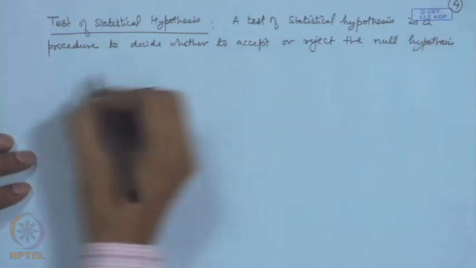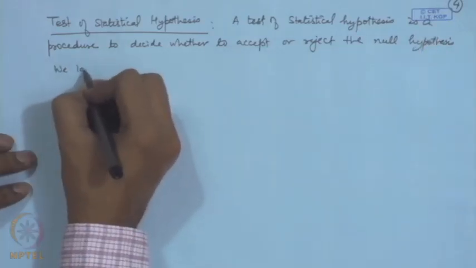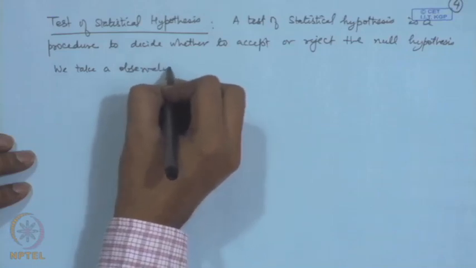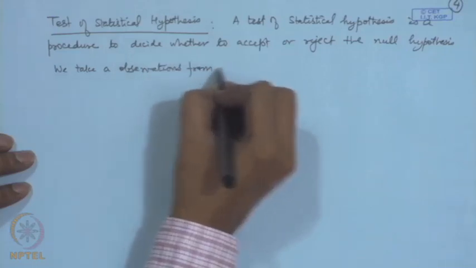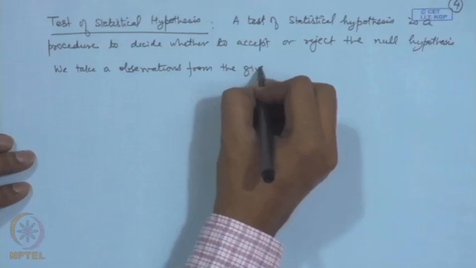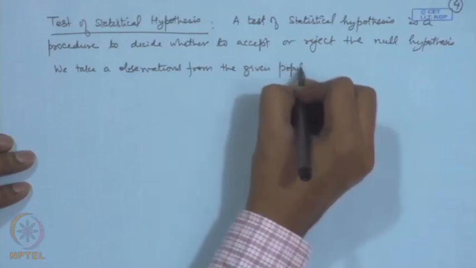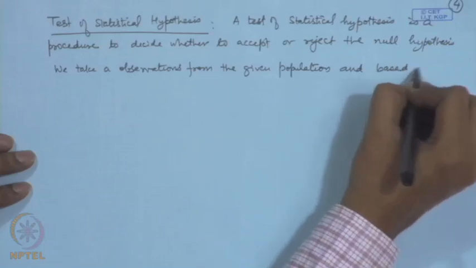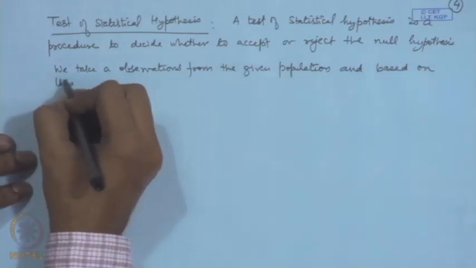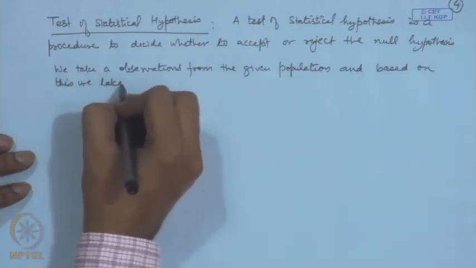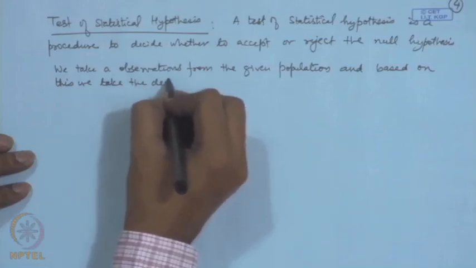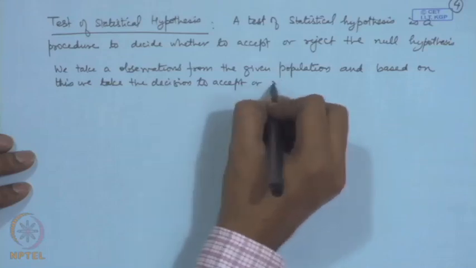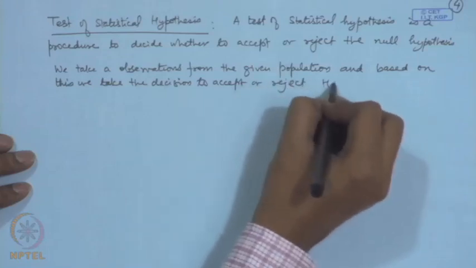So, usually what we do, we take a random sample, we take observations from the given population, and based on this we take the decision to accept or reject H naught, say.